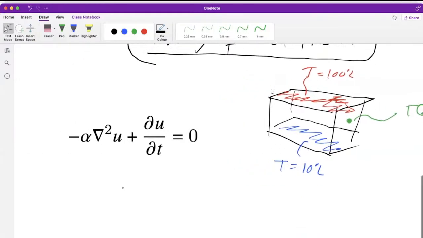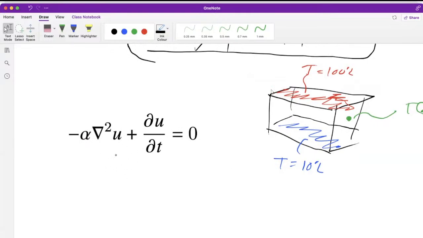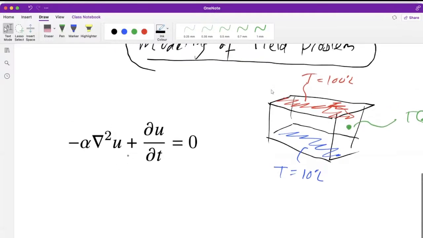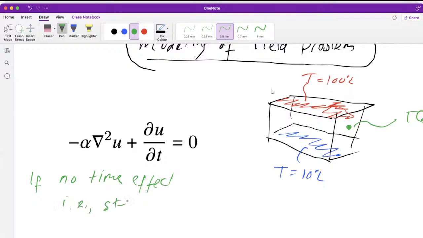Then you have to define this in more detail. And if you look at this, you have this derivative with time, right? So when you say there is no time effect, i.e., steady state, right?